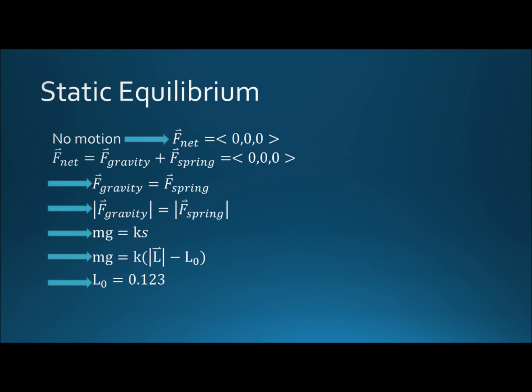The weight force is calculated by multiplying the mass of the object by Earth's gravitational constant, and the spring force is calculated using the spring constant multiplied by s, being the magnitude of the length of the spring minus the relaxed length of the spring. Setting these two equal to each other and rearranging to solve for L naught, we obtain the value 0.123 meters.